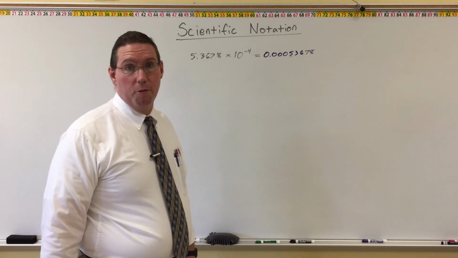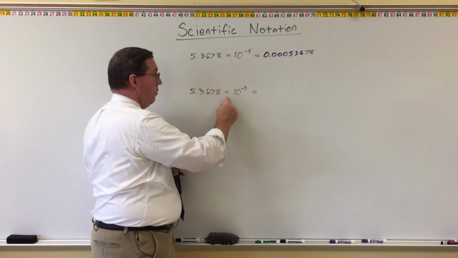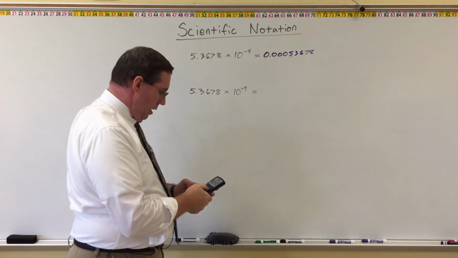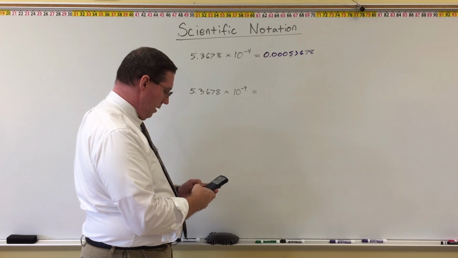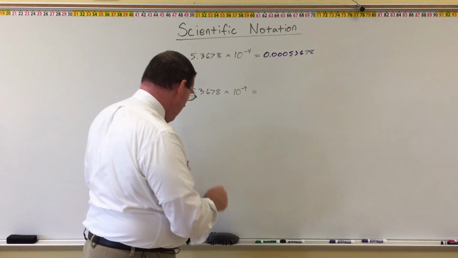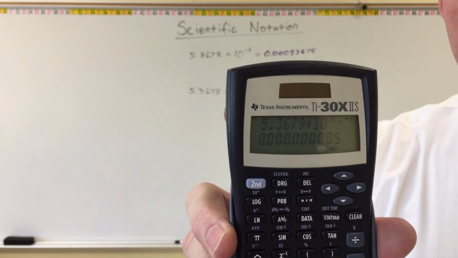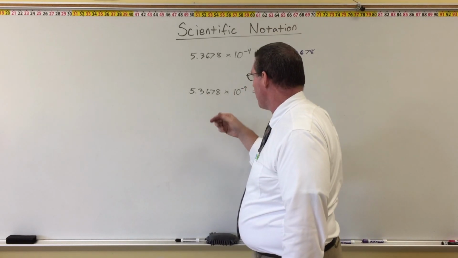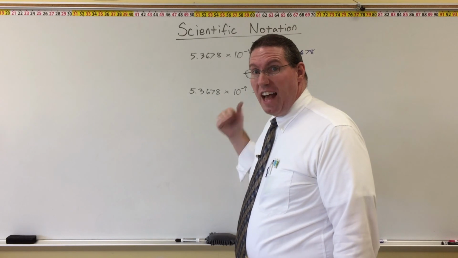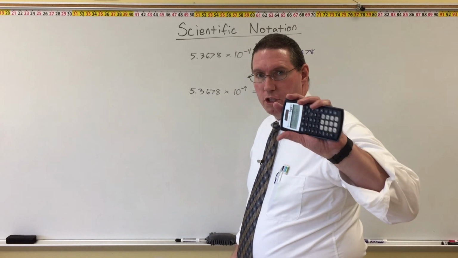Now I'm going to show you one that you can't do with the calculator. We're going to use the exact same starting digits, but instead of times 10 to the negative 4, we're going to do times 10 to the negative 9. If I key in 5.3678 times 10 to the power of negative 9, here's what I get: 0.000000005. It ends with just a 5. So the last 3 digits are not 678, they are 005. That's a clear indicator that I cannot find my answer using just the calculator.